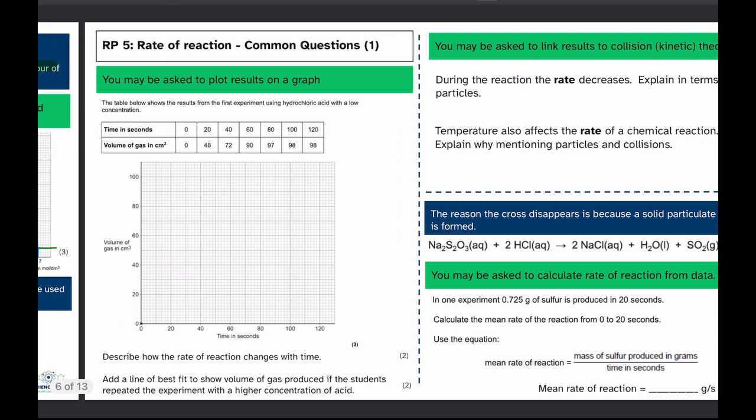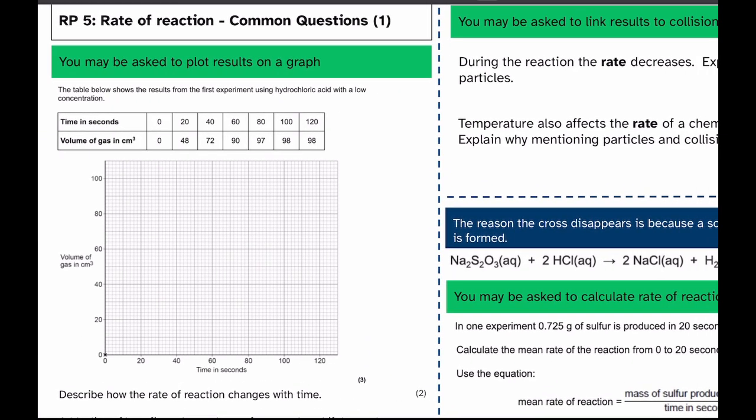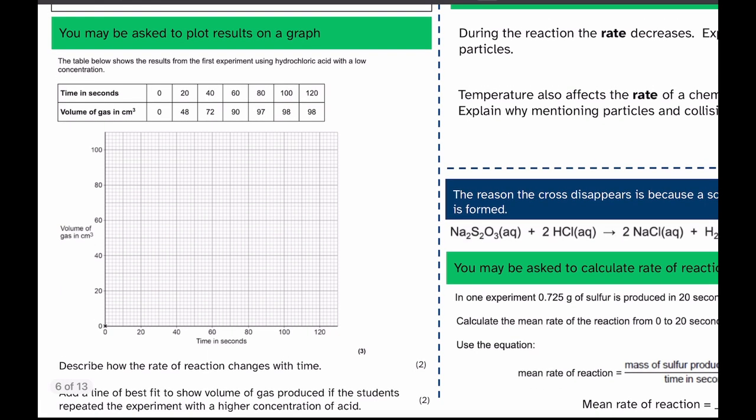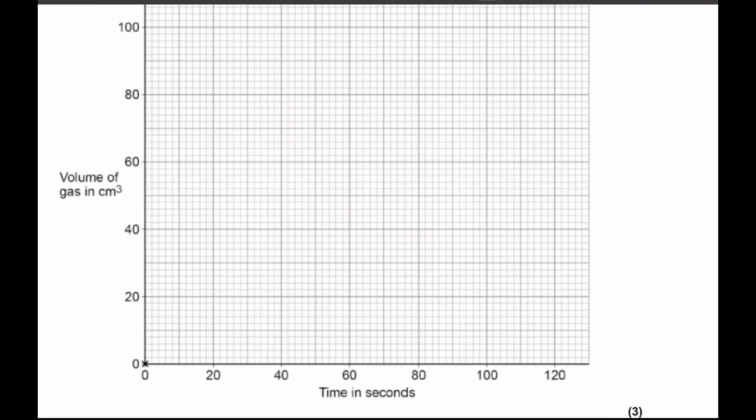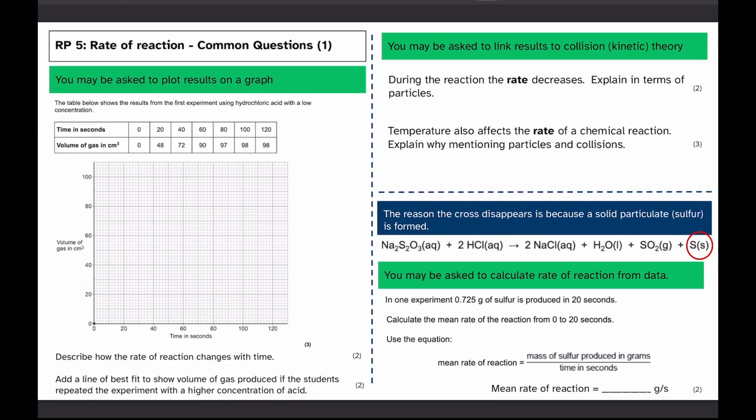So again, you're going to be asked to plot results on a graph. I'm not going to do that, okay? I'm sure I've just shown you how to plot a graph. You can plot a graph, but you might then be asked to describe how the reaction changes with time. So let's say if I did, I'm just going to roughly create the lines. So time 0, and then 20 and 48, so you need to work this out. We've got 10 squares equals 20, so 1 square equals 2.